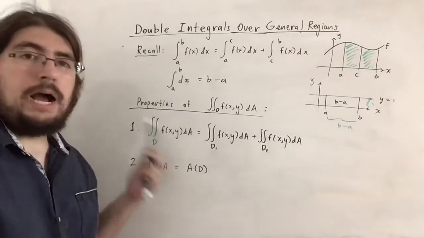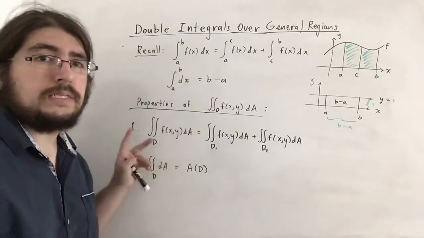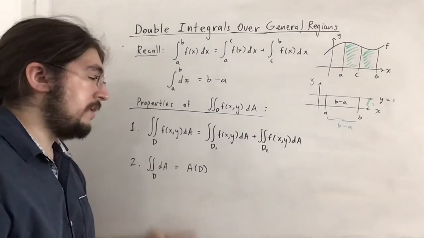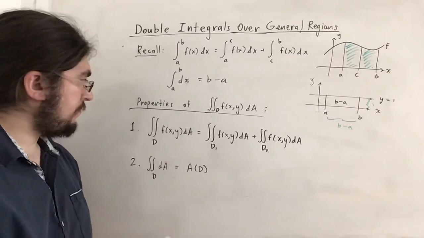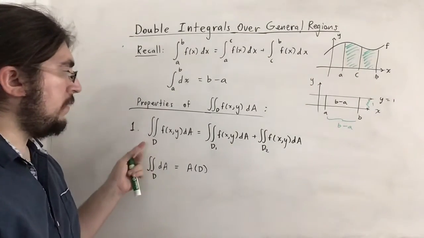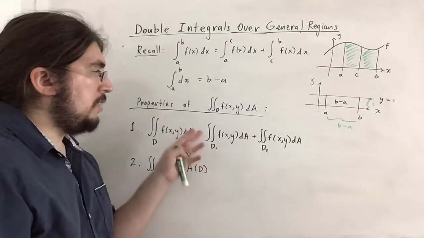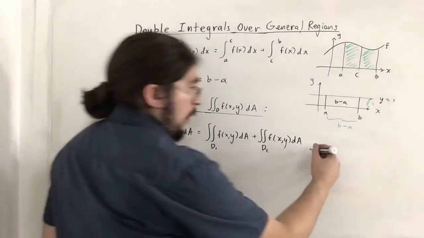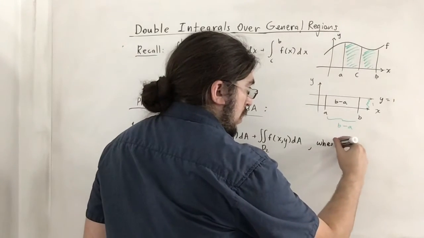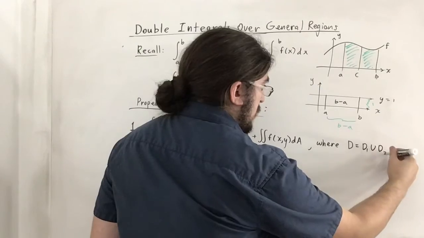Okay, so now how do we come up with some analogous properties for the double integral over a general region D? Here's how we do it. We can say that the double integral over a general region D of f of x comma y dA is equal to the double integral over D1 plus the double integral over D2, where D is equal to D1 union D2.